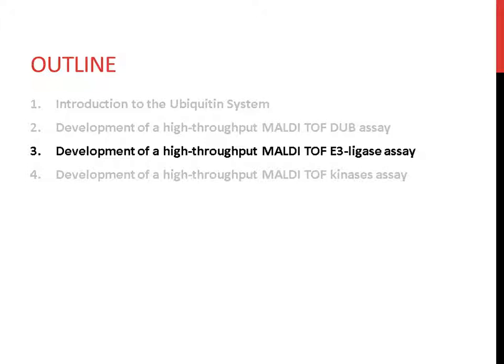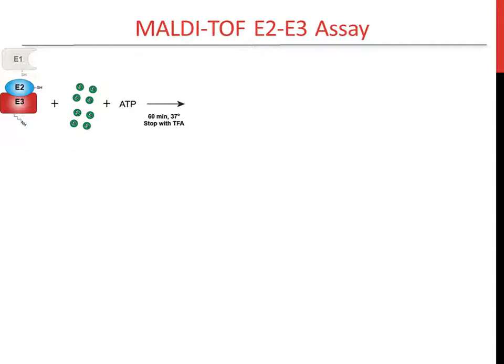And as I said before, E3 ligases are also very attractive drug targets, but so far there hasn't been much done in this space, and one reason for that is it has been quite difficult to do proper high-throughput assays. So we came up with the idea to use our MALDI-TOF-DUB assay and apply this to E2 and E3 ligases as well.